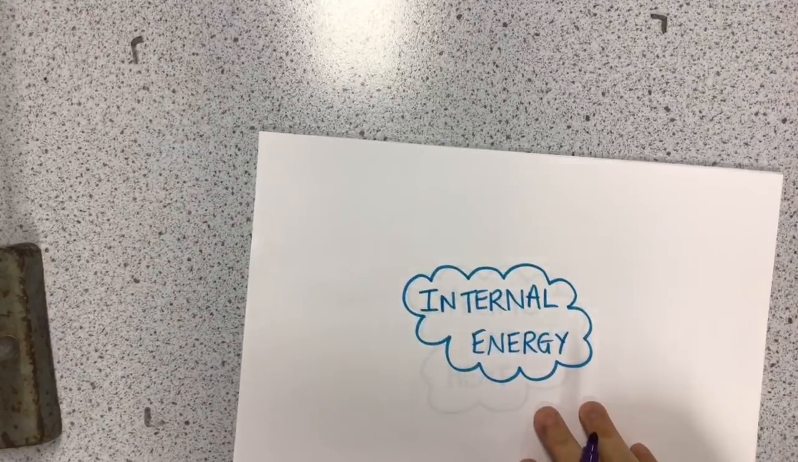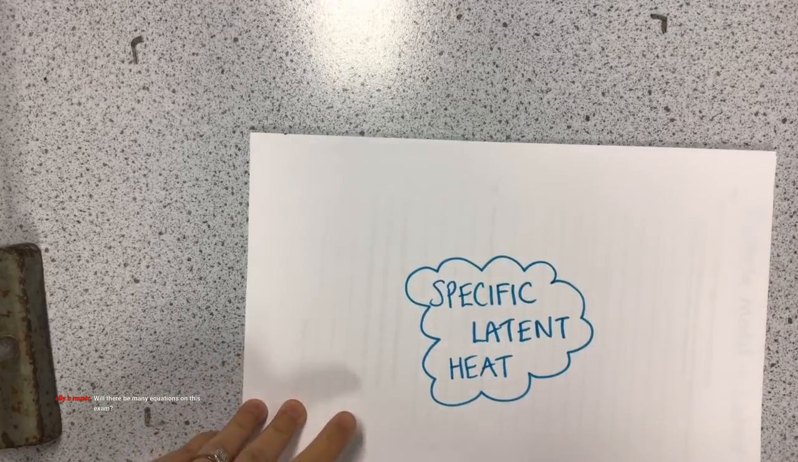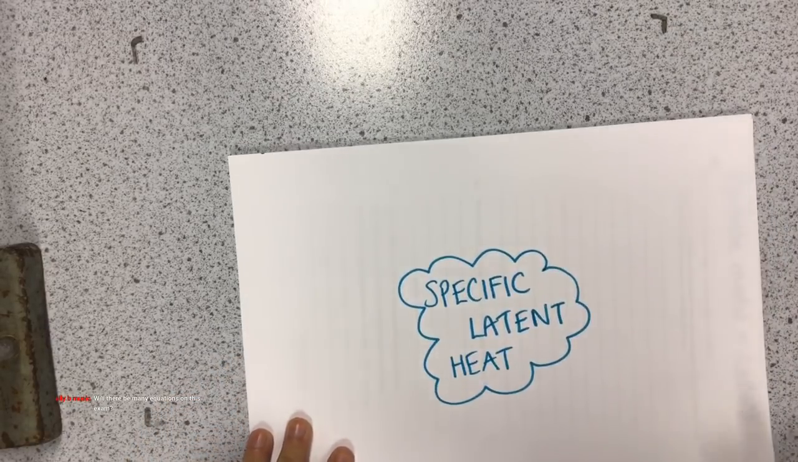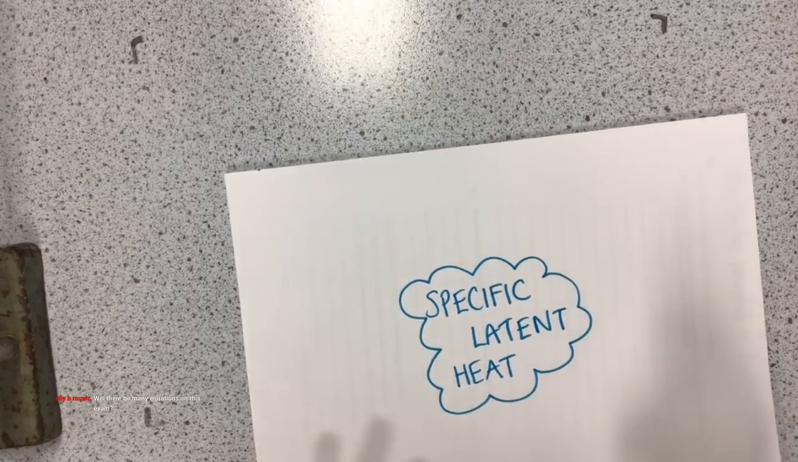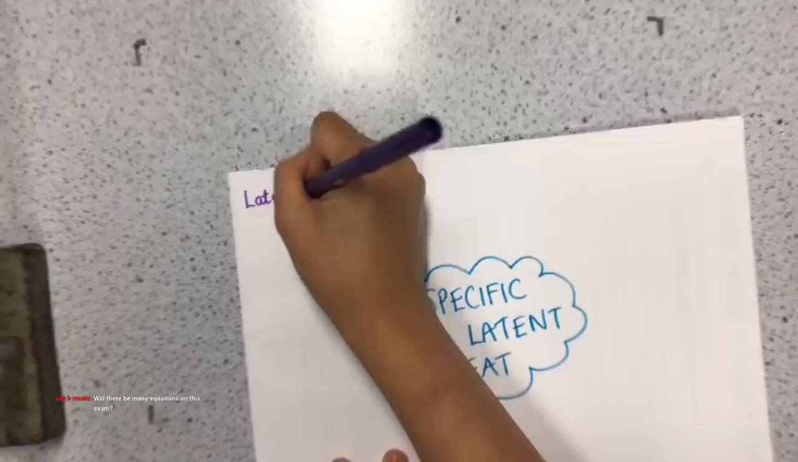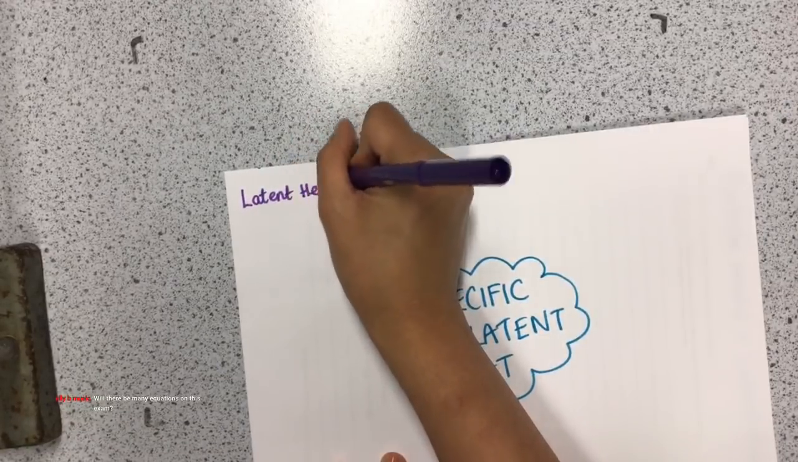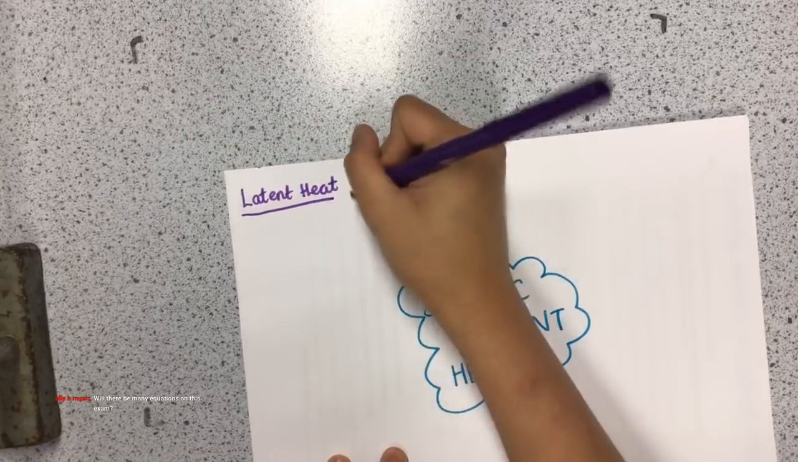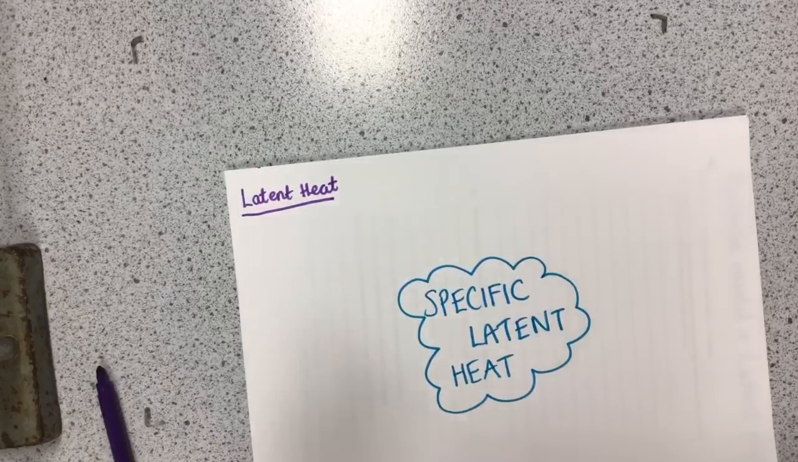Internal energy then. We've got a few more definitions here. I think I've done a lot on internal energy, so I think we can go on to specific latent heat. Again, we've got a few definitions, and these are ones that you would be expected to know. Latent heat is the energy needed to change state.